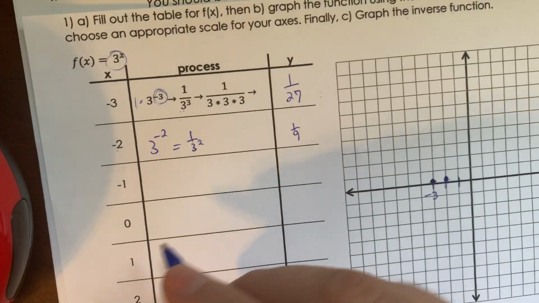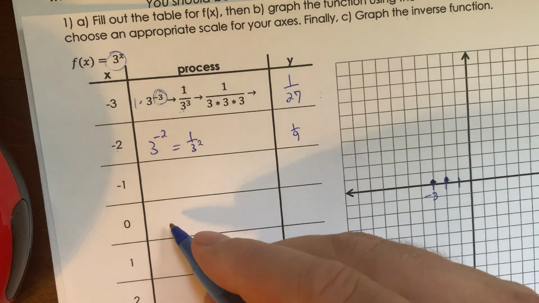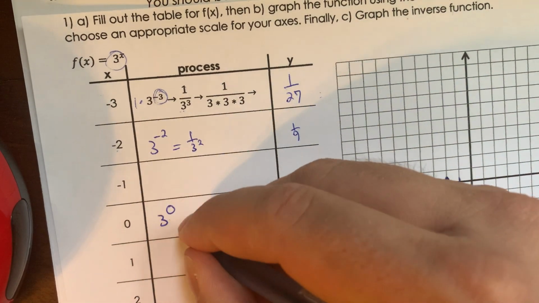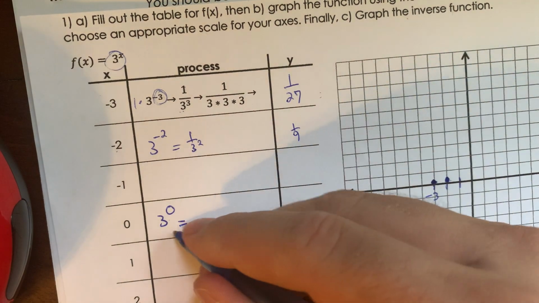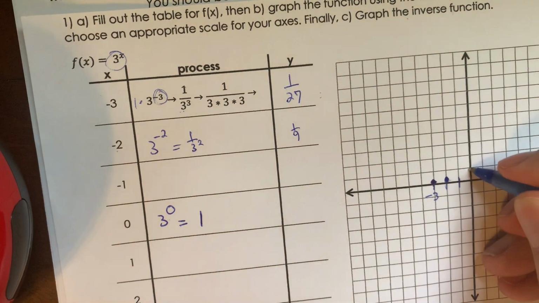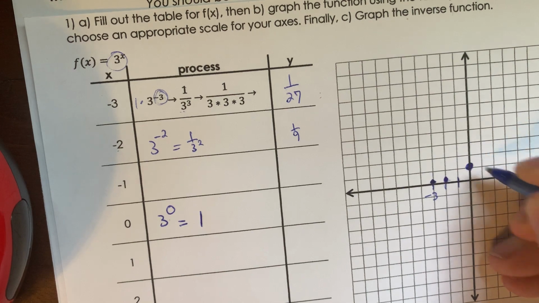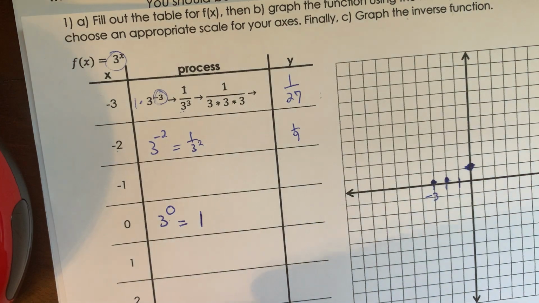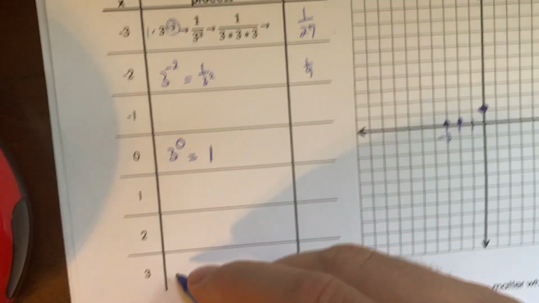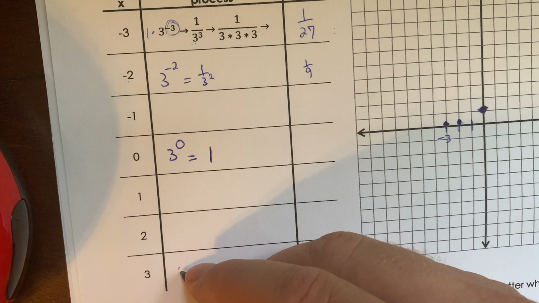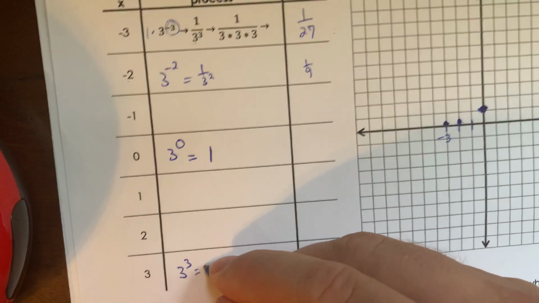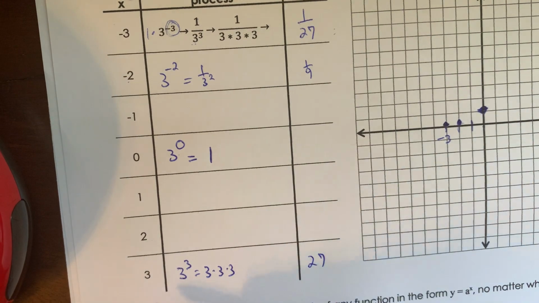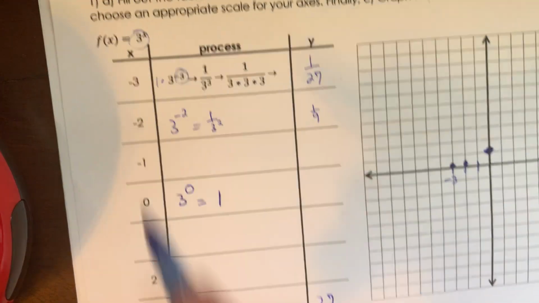I'm not going to fill out all of these. I will show you a couple more. When x is 0, 3 to the 0 power, you're supposed to know there's a property that anything to the 0 power is 1, which is why all exponential parent functions have a point at (0, 1). When x is 0, y will be 1. And I'll fill out one more thing because it will give us a sense of our scale. So when x is 3, y is 3 to the 3rd power, which means 3 times 3 times 3, which is 27.